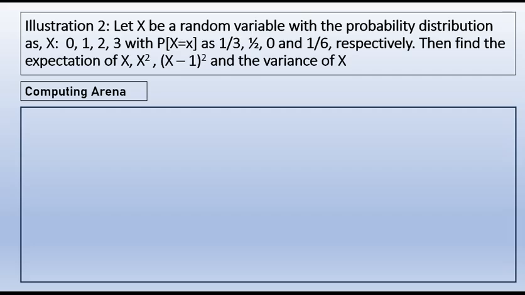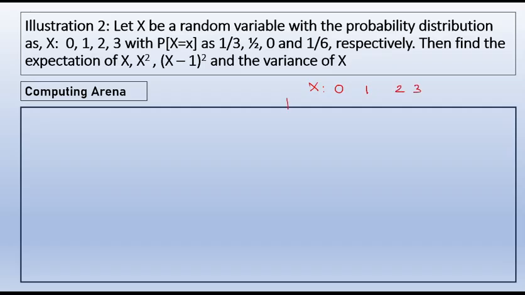We now go to the second illustration. Let us read the question. Let x be a random variable having a probability distribution, x equal to 0, 1, 2 and 3 with corresponding probabilities 1/3, 1/2, 0 and 1/6 respectively. Find the expectation of x, expectation of x square, expectation of (x minus 1) whole square, and then the variance of x. Let us first write whatever we have. Let us write the distribution of x. Here we use this space so that our computing area remains relatively free. 1 and 2 and 3.